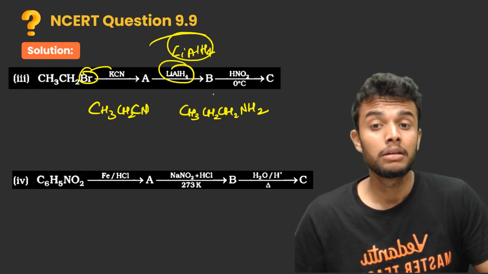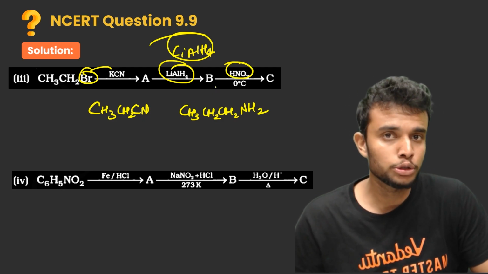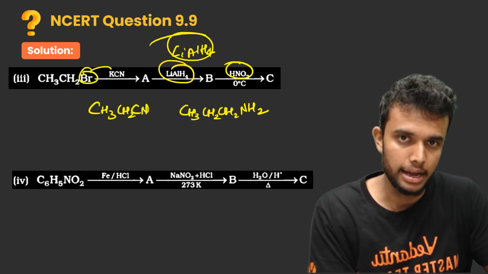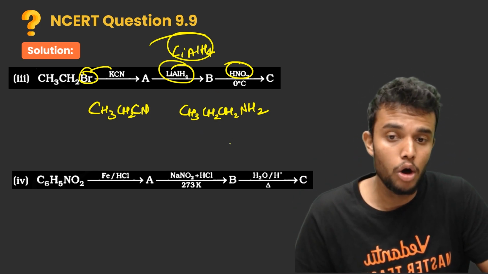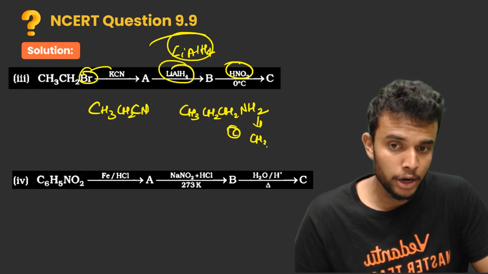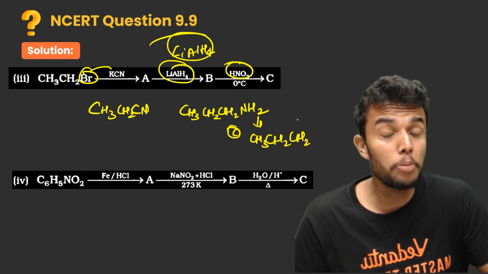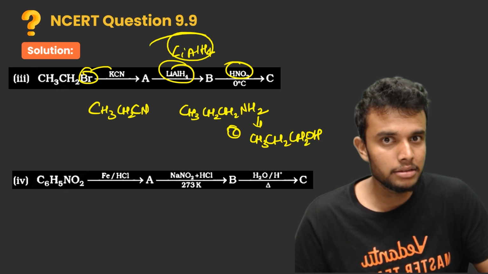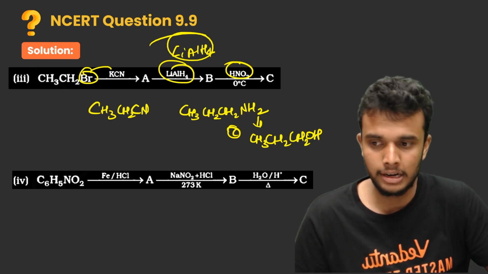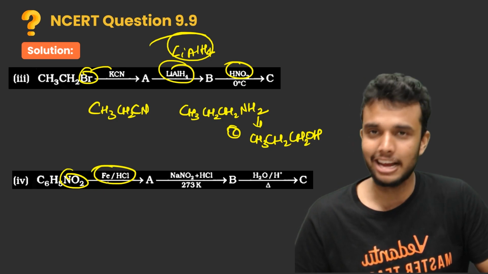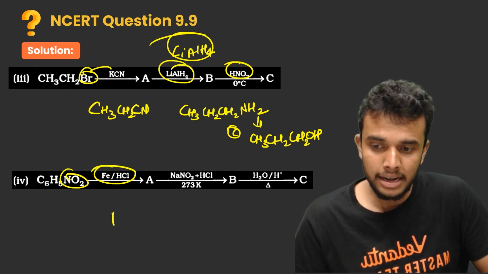This is B. Then it is reacted with HNO2. Students, here the concept is different. If it's an aliphatic amine, it gives an alcohol, right? C is an alcohol, propanol. But instead of this, if it's a benzene group or aromatic ring, it gives the diazonium chloride salt. Right, students? Let's move on to here. NO2, iron in the presence of HCl, acts as a reducing agent. That's why it gives aniline.